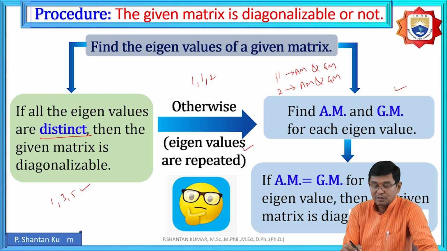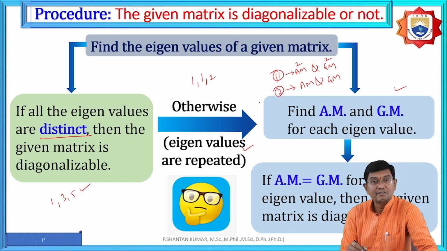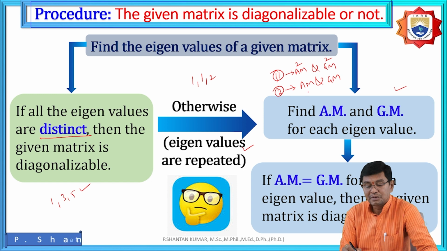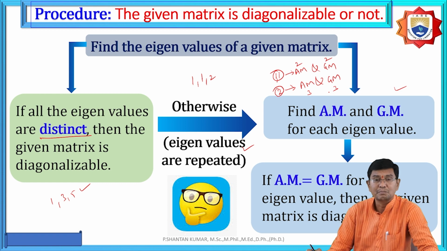For example, for the eigenvalue 1, if the algebraic multiplicity is 2 and the GM is also 2, then it is also eligible. And for the eigenvalue 2, if the algebraic multiplicity is 3 and the geometric multiplicity is also 3, then the matrix is said to be diagonalizable. And further, we need to discuss some problems.